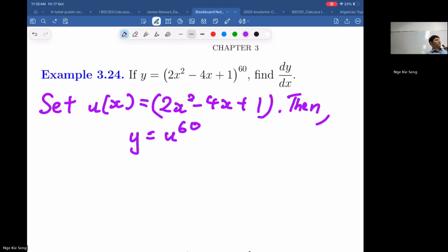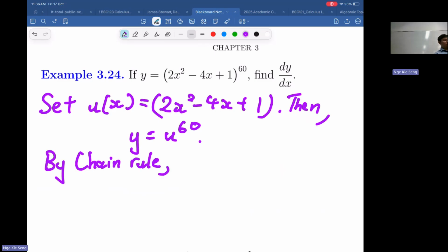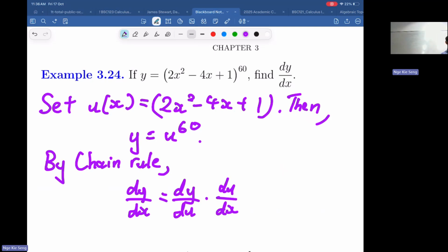Why is this useful? By chain rule, do you still remember the formula for chain rule? dy over dx. How do you remember it? It's a bit like a fraction, but it's not entirely a fraction. So dy over du times du over dx. You see, I already wrote y in terms of u. Do you know how to differentiate that? It's just a polynomial in u. So what do you get?